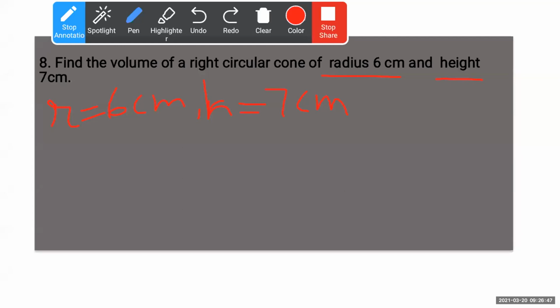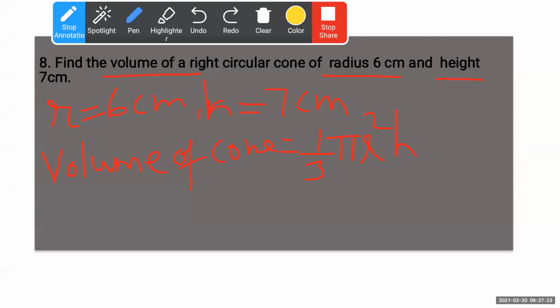So here you have to find out the volume. The formula is: volume of a cone is equal to 1 upon 3 pi r square h. This is the formula. Now here also pi is there, so you can use any value. Either you can use 22 upon 7 or 3.14.